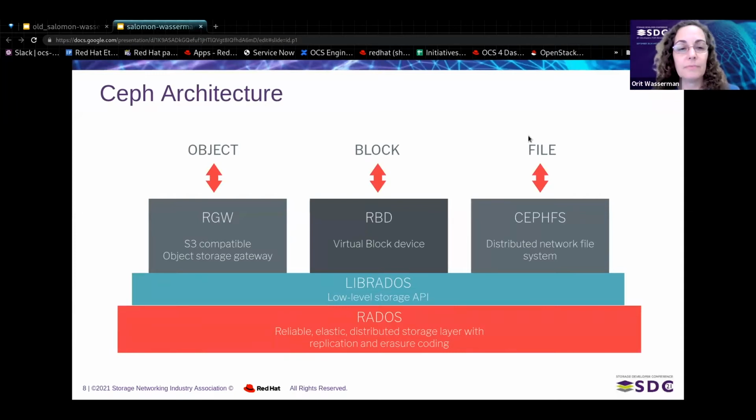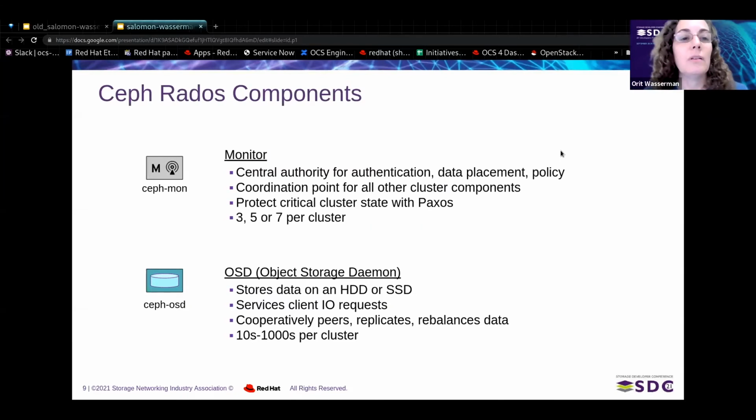This diagram shows the different components of Ceph that provide different protocols. With CephFS, you get a distributed file system. With RBD, you get a virtual block device, and with Rados Gateway, you get S3-compatible object storage. All those components use the same underlying infrastructure, Rados, the reliable autonomous distributed object storage. Rados provides the reliability and elasticity, distributes the data across the nodes in the cluster, and provides resilience with replication and erasure coding.